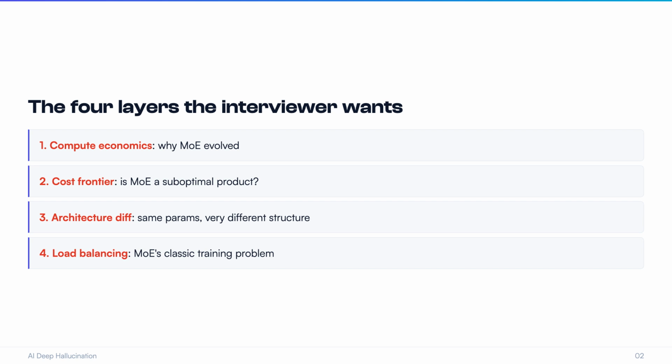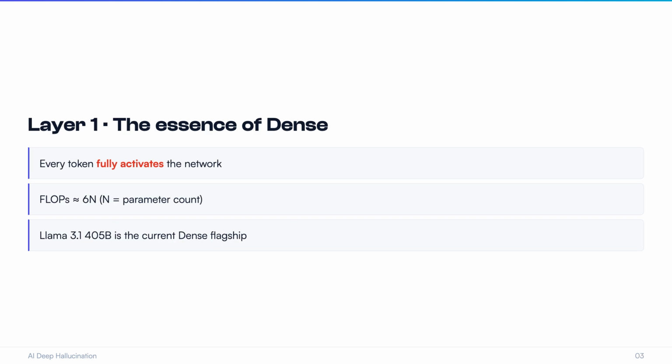We covered skeleton stays, parts all change in our transformer episode. Today we're cracking open the most critical part, how parameters are arranged. Layer 1, the essence of dense. Every token comes in, every parameter in the entire network participates in computation, head to tail.